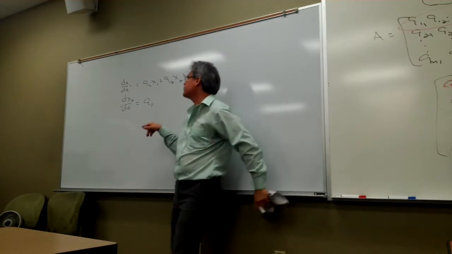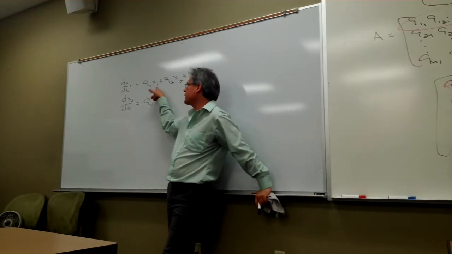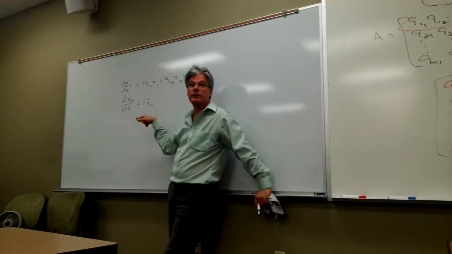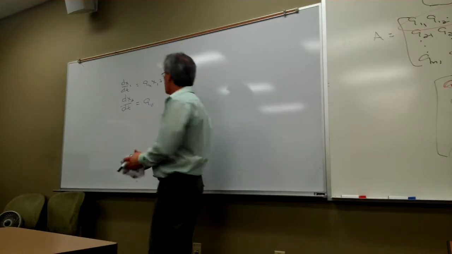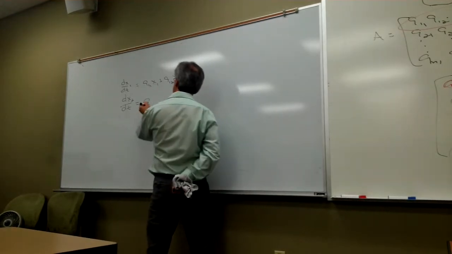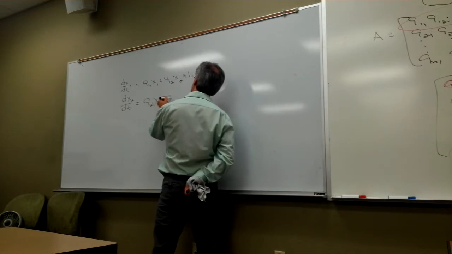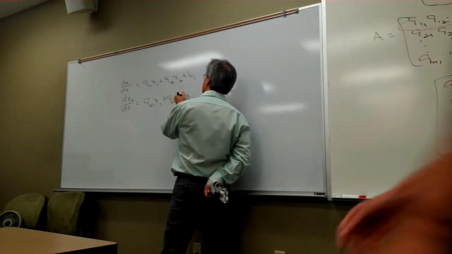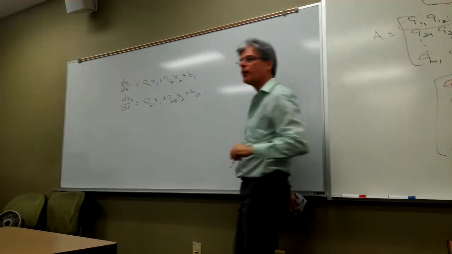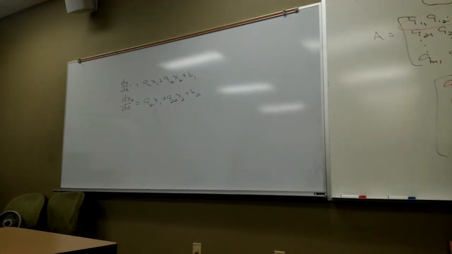Can you just appreciate that I really am thinking of x1 and x2 as functions of time t? That's what I'm really suggesting. And maybe this is equal to different coefficients. How about a sub 2,1 x1 plus a sub 2,2 x2 plus a b sub 2? I think those are two differential equations.